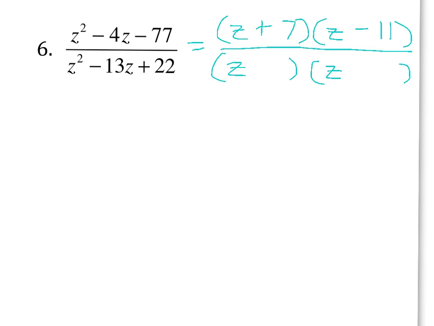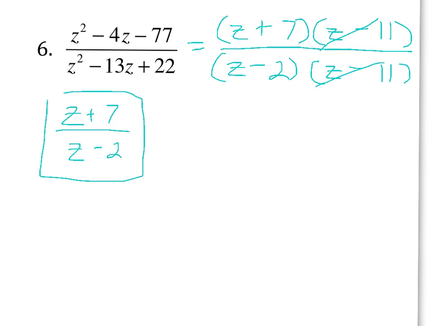So two numbers that multiply to 22 are 2 and 11, and they would both need to be negative to add to negative 13. So since we have a z minus 11 on top and a z minus 11 on the bottom, we can cancel those. So we end up with z plus 7 over z minus 2 as our simplified answer.